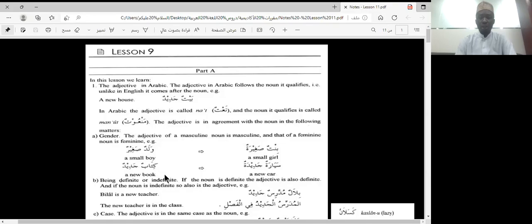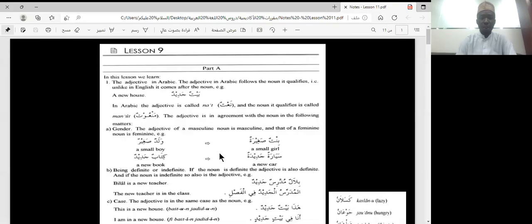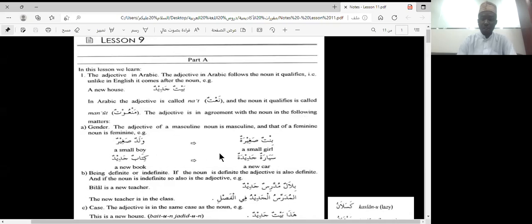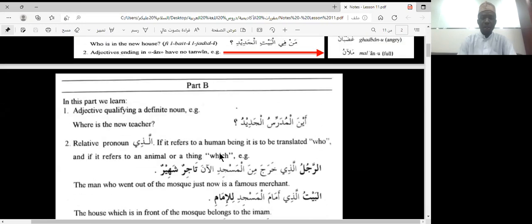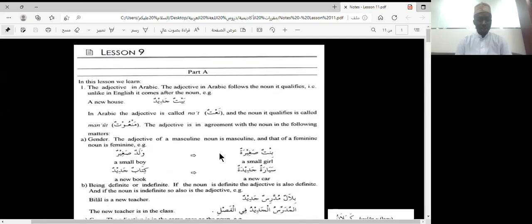Bismillah, alhamdulillah, wassalatu wassalamu ala rasulillah, wa alihi wa sahbihi mawalah. Today, inshallah, we are moving to lesson 9, and it is of 2 parts. So let's say 3 parts, inshallah.